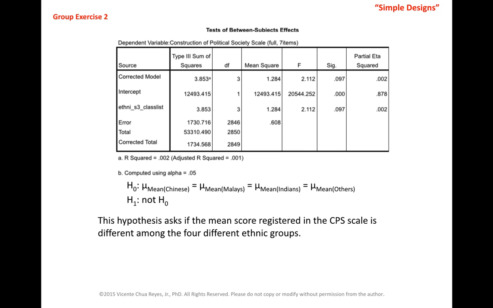So we do this analysis of variance. The hypothesis asks if the mean score registered in the CPS scale, Construction of Political Society, is different among the 4 different ethnic groups. Let me repeat. The mean scores were different, but were these mean scores statistically significantly different? You see, they could be different, but if they're not statistically significantly different, then that means that the difference is due to chance. But for statistics, we want to be very sure. We want to make sure that the differences are robust and not merely due to chance, right?